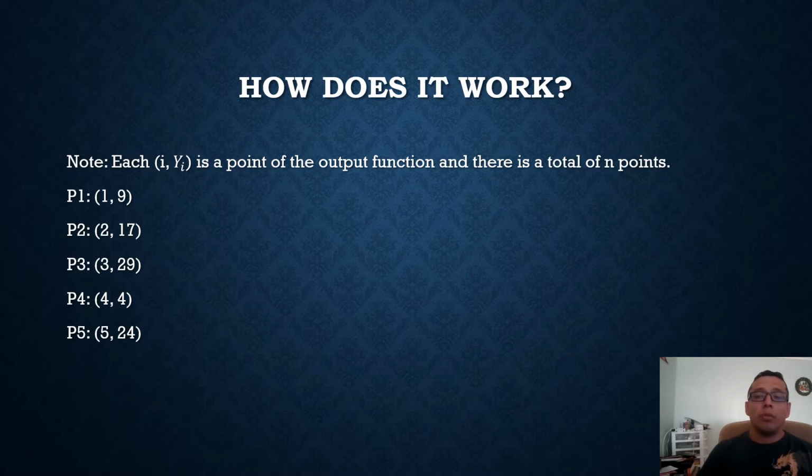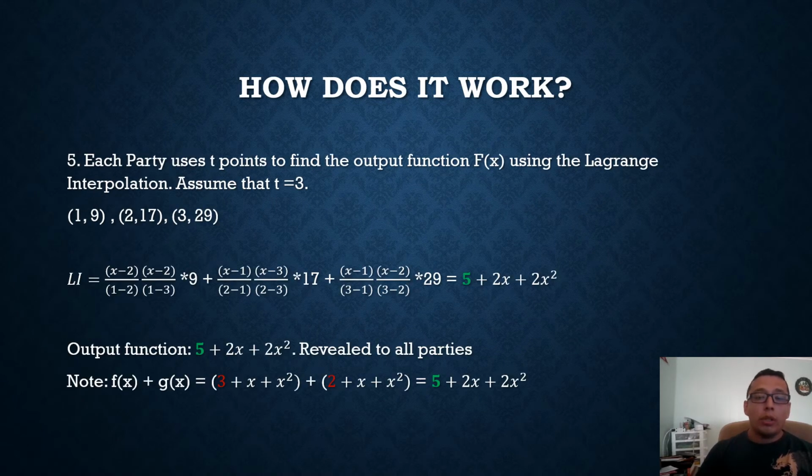Here is a representation of how the result of each party is considered a point. The X values represent the party's ID number, and the Y values are the sum. Now we have 5 points, and we need to calculate the sum. With this, we're going to use the Lagrange interpolation to define this line. And if we assume that the threshold is 3, then we will need 3 points.